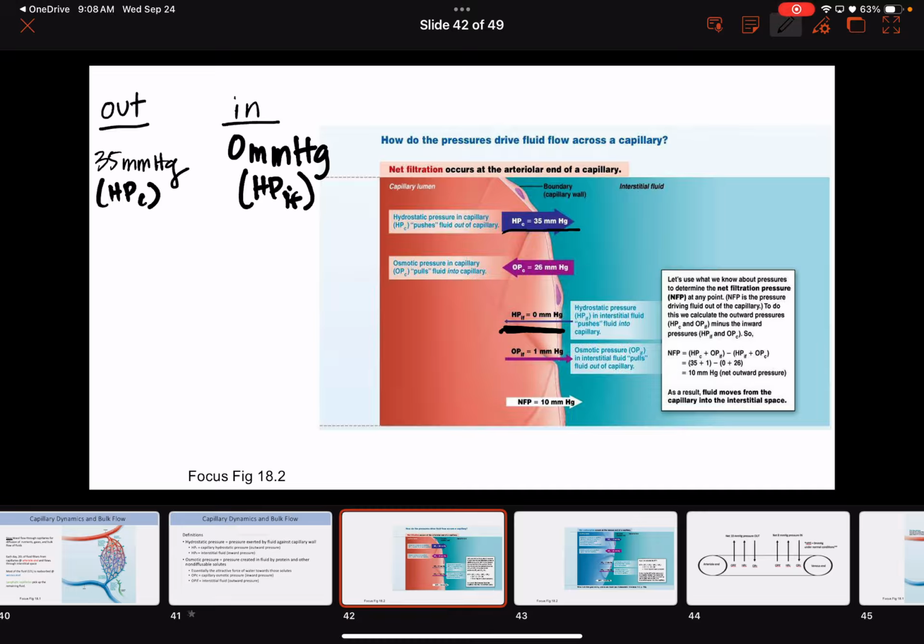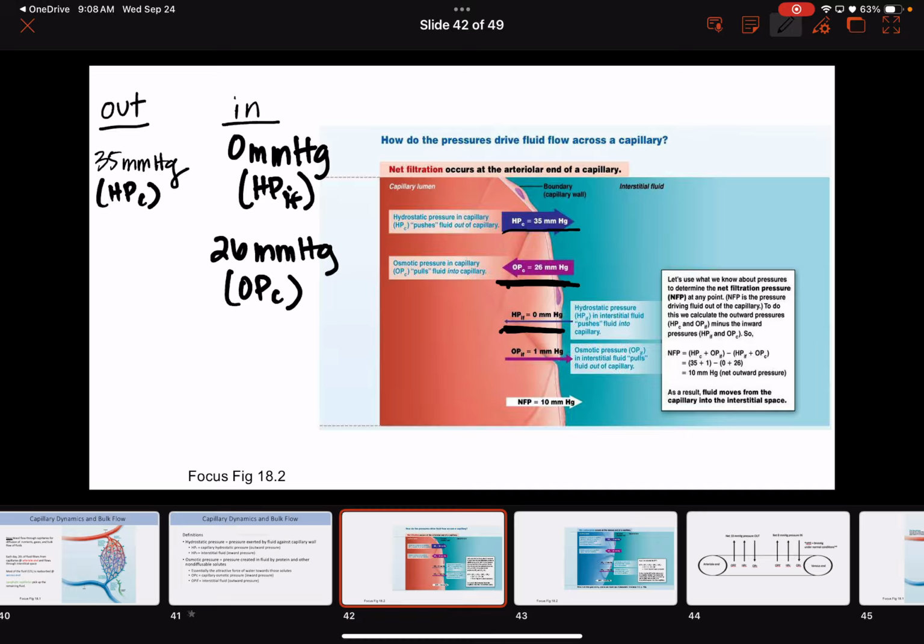Osmotic pressure of the capillary is about 26 millimeters of mercury. Because of the solutes that are inside the blood, the proteins that are inside the blood, like your albumin, your fibrinogen, and so on, we have about 26 millimeters of mercury forcing fluid in. And this is our osmotic pressure of the capillary.